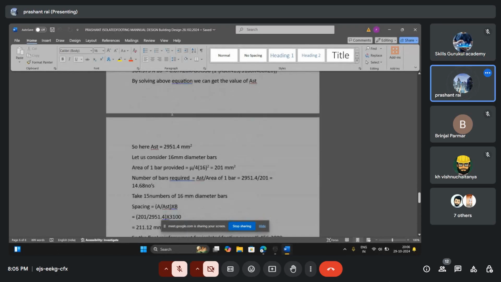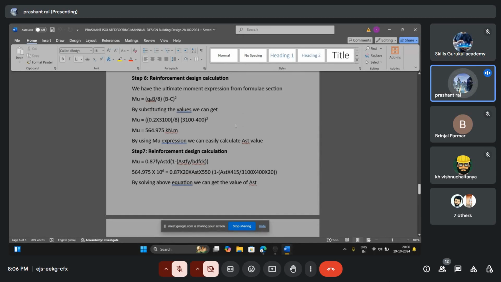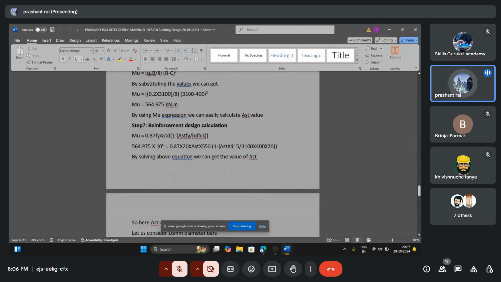So the second last is the reinforcement design calculation. We have an ultimate moment expression to calculate at the section. Mu is equal to the soil bearing capacity times B, where B is the breadth of the footing, divided by 8, times B minus C, where B is the breadth once again and C is the column size. So applying these values, we got Mu equal to 564.975 kilonewton meter.